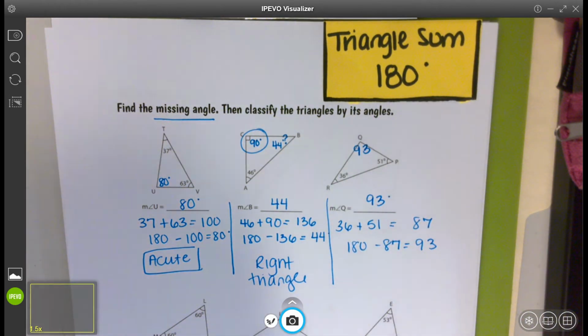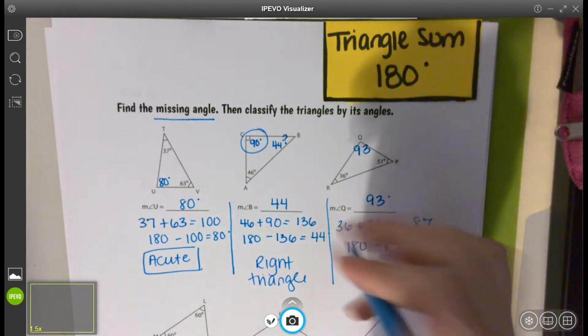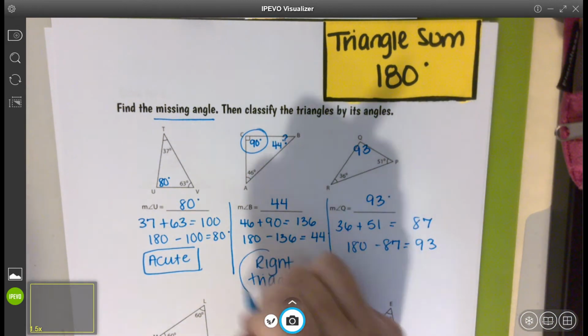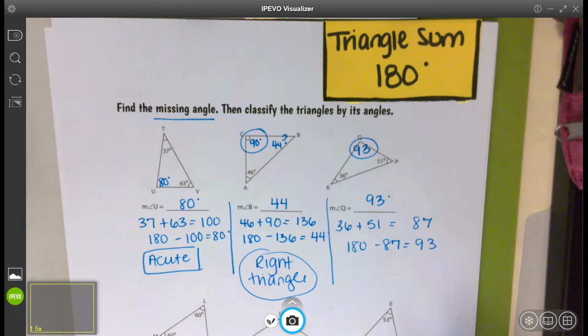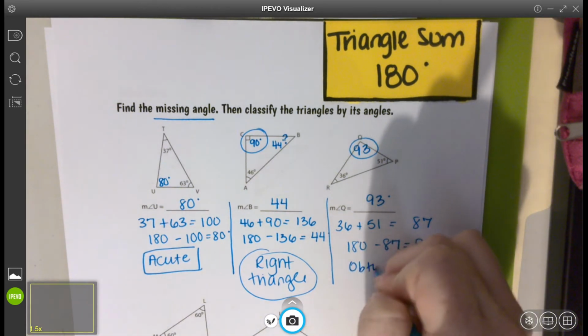Again, big takeaway from here, besides the equation, is really making sure you're labeling your diagram. It does help tremendously. All right, so now that we know we have 93, what type of triangle do we have? In this case, that 93 is greater than 90, so we have an obtuse triangle.